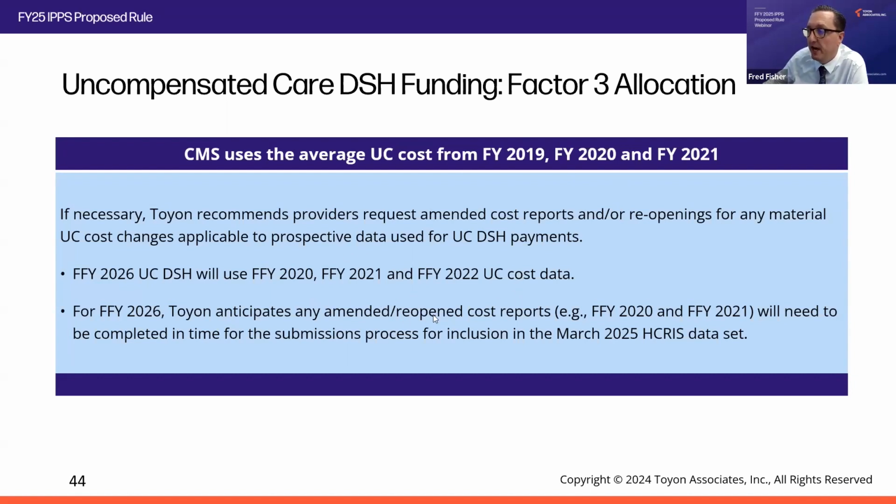If you wanted to do that for 2026, I would recommend doing it as you're doing your 2022 S10 audits right now, to get it in by the end of the year, no later than when CMS likes to use the March HCRIS data set for this program.